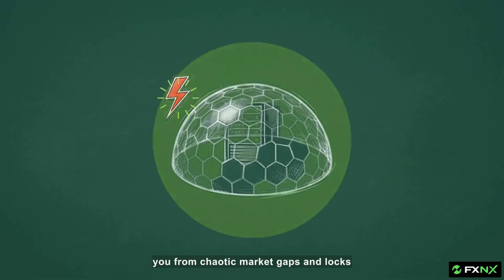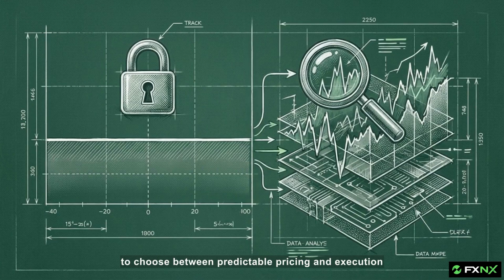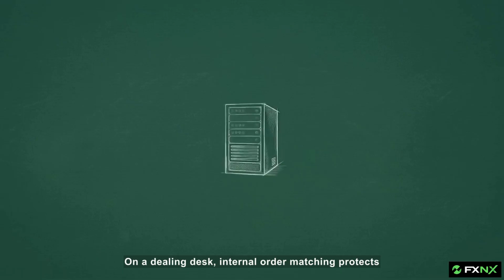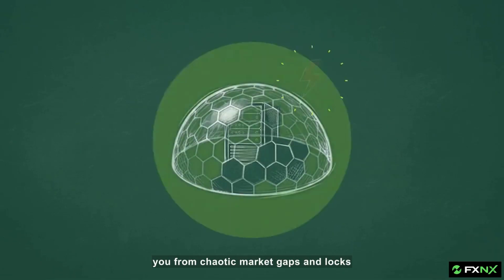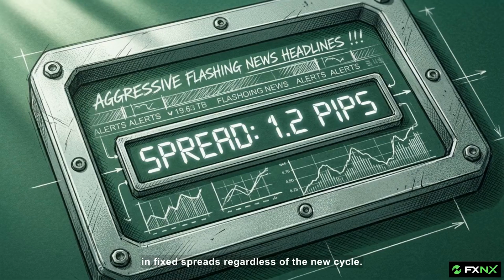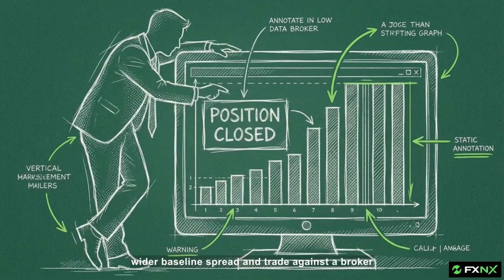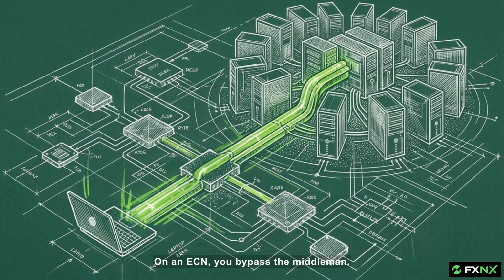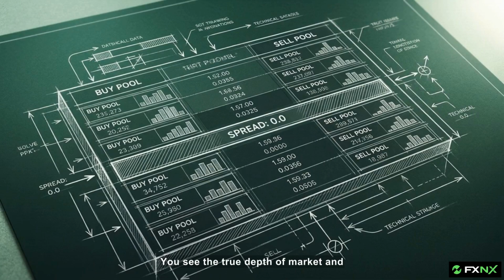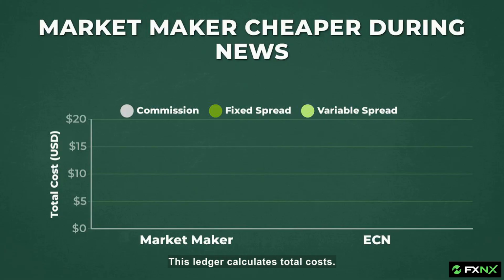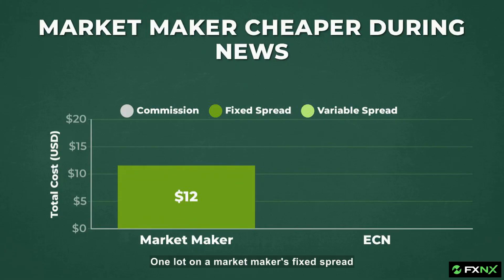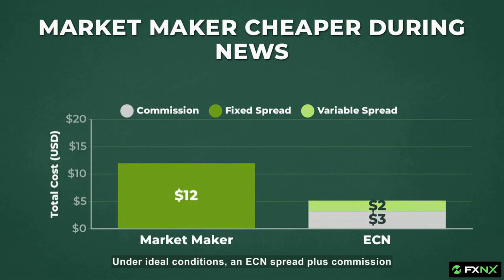Every time you place a trade, you have to choose between predictable pricing and execution transparency. On a dealing desk, internal order matching protects you from chaotic market gaps and locks in fixed spreads regardless of the news cycle. But to get that stability, you accept a wider baseline spread and trade against a broker that benefits when your position hits a stop loss. On an ECN, you bypass the middleman. You see the true depth of market and get raw, 0-pip interbank pricing. The catch is the access fee. You pay a flat commission per lot, and you carry full exposure to real-world market slippage.